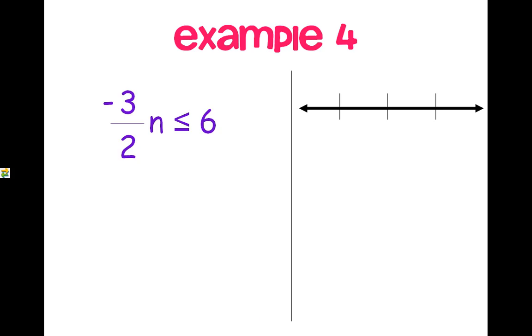Example number 4. We have -3/2 n is less than or equal to 6. Now if you remember when we did equations, to get rid of a fraction you have to multiply by the reciprocal. So that will be a -2/3. You flip it. Keep that sign though, you're just flipping the numbers. What you do to one side, you do to the other. Opposites will cancel out, leaving us with n.